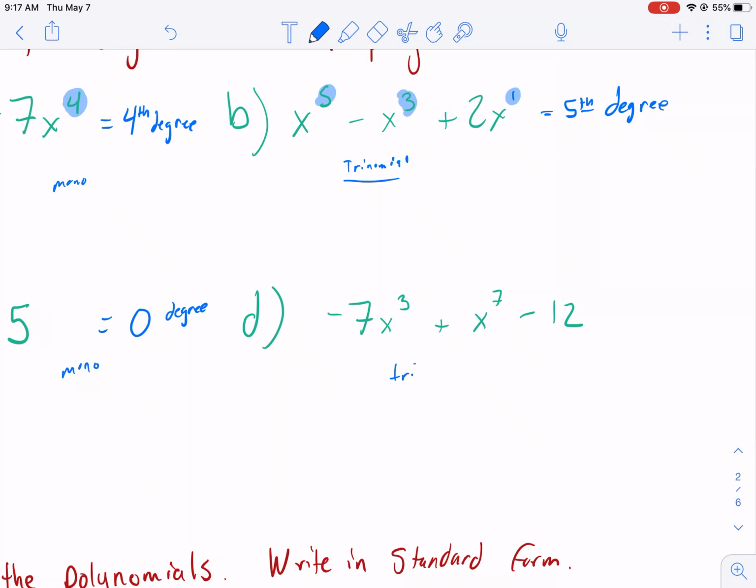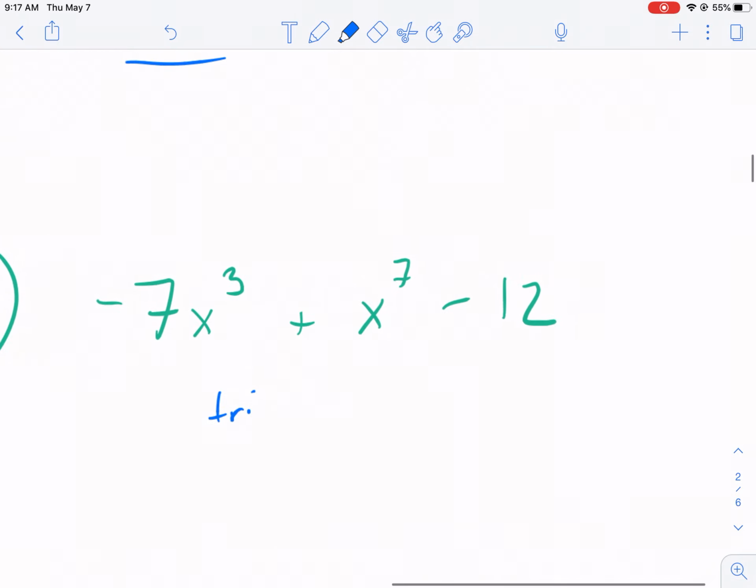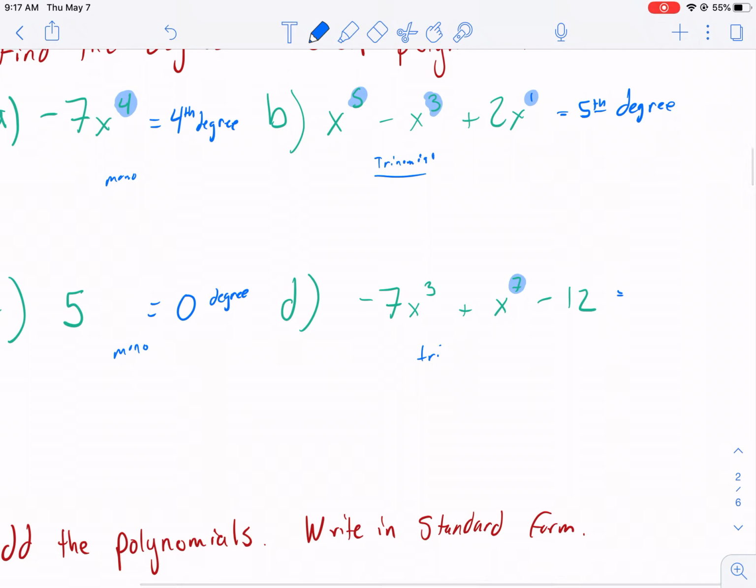So what's the highest power? Now this one's tricking you because it's not written in standard form, but here we have a 7. So this is a 7th degree. 7th, not 17th. 7th degree.